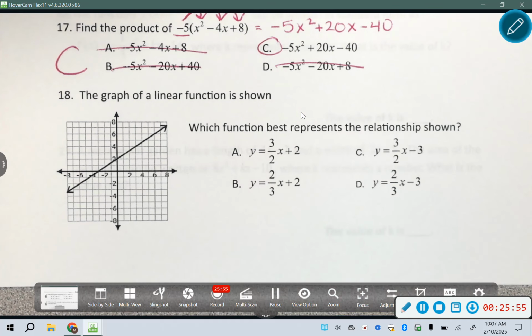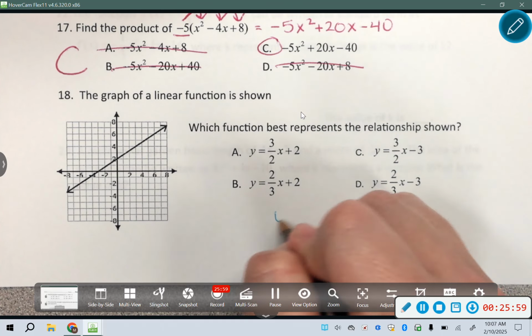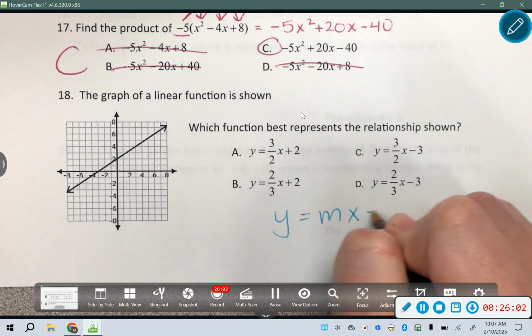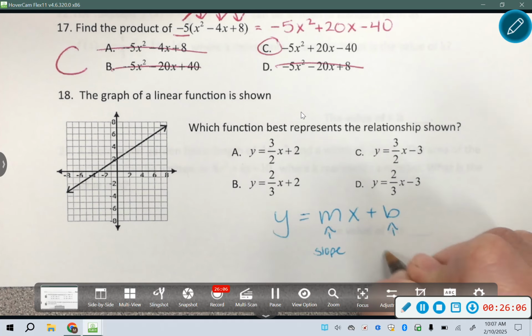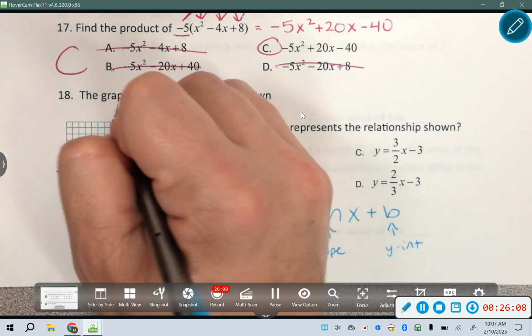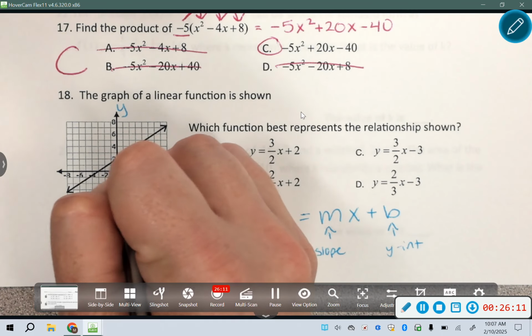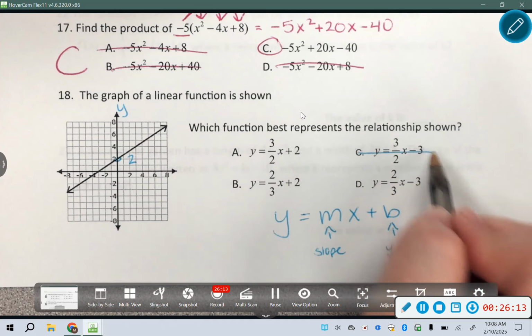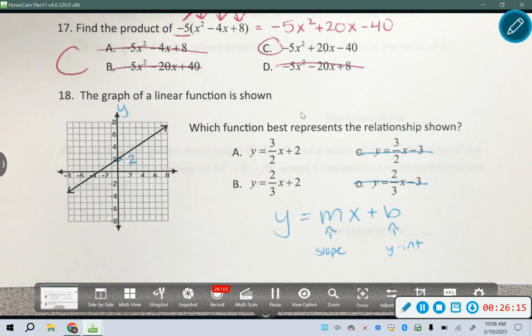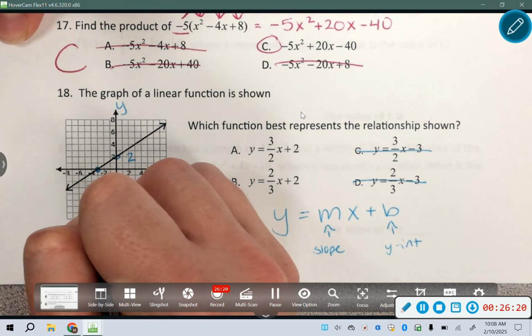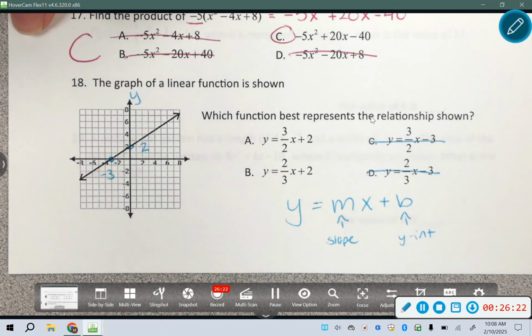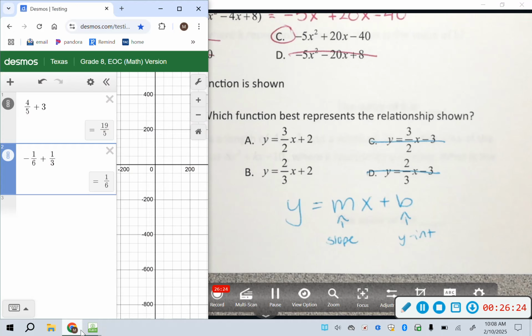Okay, number 18 is a calculator problem. I will tell you, if you remember, this is y equals mx plus b, where m is your slope and b is your y-intercept. Well, if I look y to the sky, my y-intercept is positive 2. So I should be able to hopefully cross off C and D. But if you can't, it's not a big deal. So our x-intercept is negative 3, and I only identify that because when I type these in, it's easier to know.